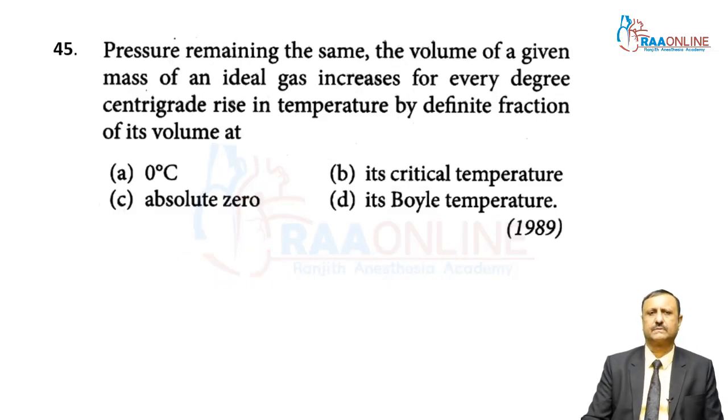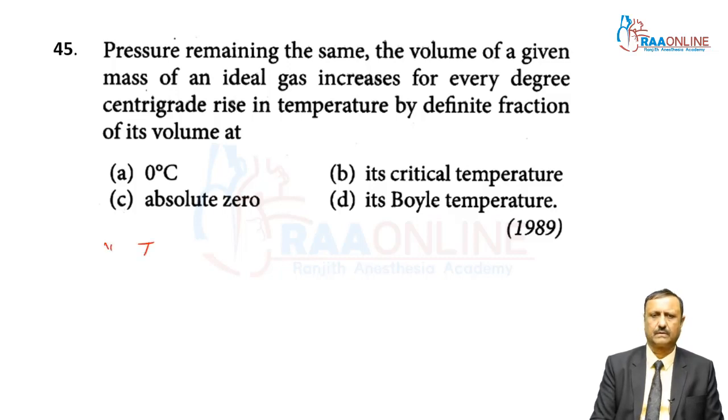Now my dear students, this is our last question of this crash course in this chapter. Pressure remaining the same, the volume of a given mass of an ideal gas increases for every degree centigrade rise in temperature by a definite fraction of its volume at 0 degrees Celsius. So my dear students, it is 1 upon 273, and this is according to Charles law. That is, pressure remaining the same, pressure is constant.